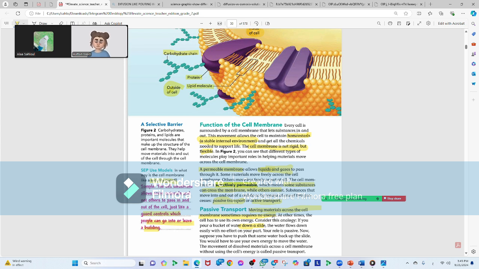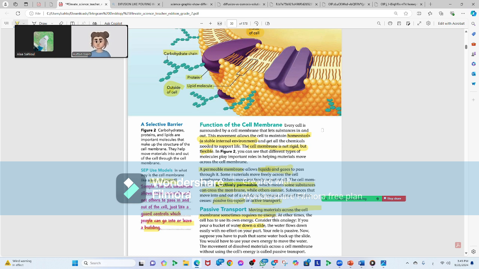The movement allows the cell to maintain homeostasis. So when the cell membrane controls which substances will move in and which substances will move out, this lets the cell maintain homeostasis. What is homeostasis? A stable internal environment. Okay.